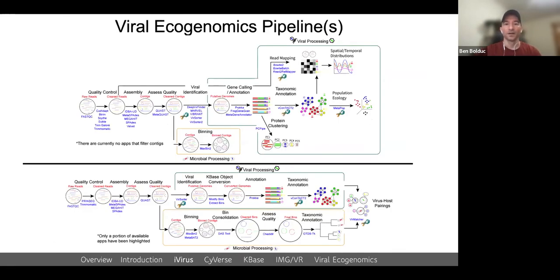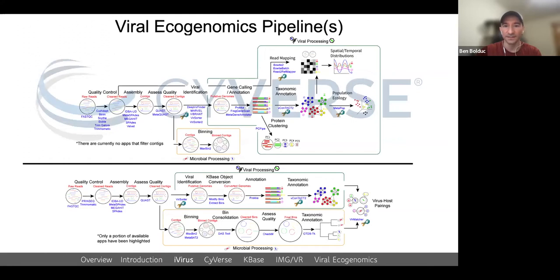Okay, so these are the two pipelines. I showed you the top one earlier. The first one is available on iVirus, and the second is on KBase. As I go through these various cyberinfrastructures and platforms, keep in mind that you can't do everything on one resource. You can go through the whole pipeline individually on each of them, but you might not have, let's say, a specific assembler available on KBase that is available on iVirus.